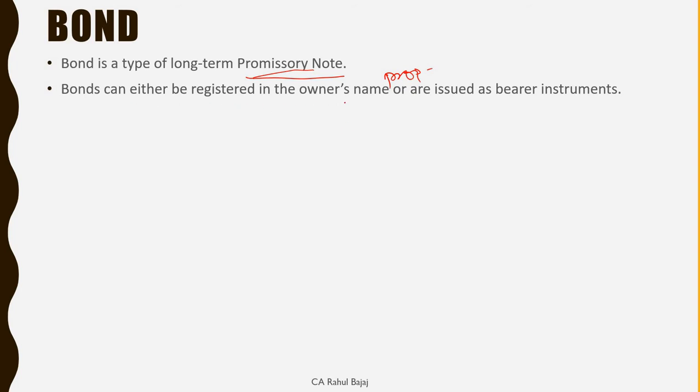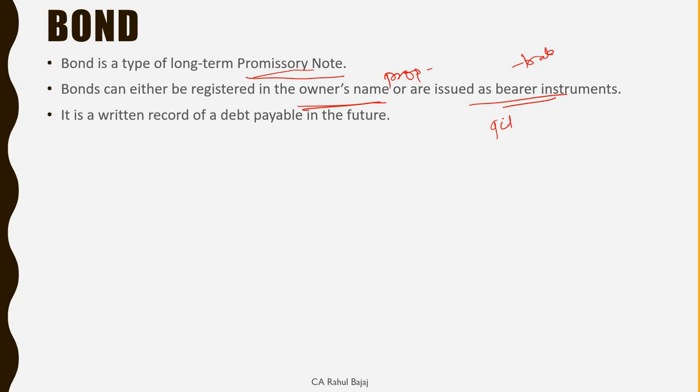Bonds can be either registered in the owner's name, a registered bond, or a bearer instrument. So this can be traded, and whoever holds that bond will get paid. It is a written record of debt payable in future. Bonds are issued by corporates, government, anybody. The bond shows the amount of debt, due date, and interest rate.